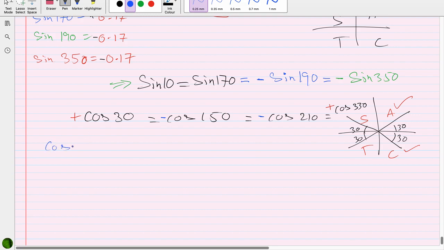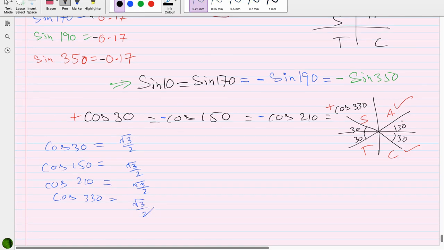So if I write it in this way, just to compare, cos 30, cos of 150, cos of 210, cos of 330. So we know that the basic angle is the same, and I'm punching cos 30 in the calculator and I get square root 3 by 2. So all of these are actually square root 3 by 2, but with a clause that it is positive in first and last. So first and last are positive, other two are negative.